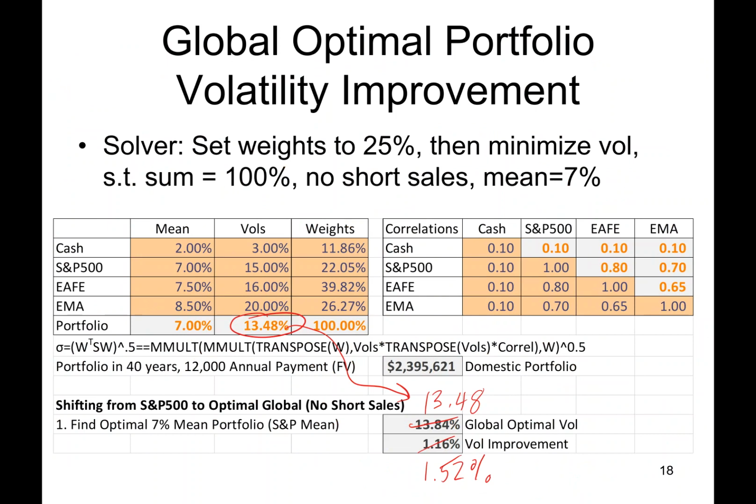All right, so let's talk about moving from a domestic portfolio to a globally optimal portfolio. We're going to do two. First of all, let's find the first global optimal portfolio. We're going to change these weights to find the best 7% return portfolio. And what I'm going to try to do is find a portfolio that has the same expected return as the S&P 500. And then we'll try to minimize vol, and let's try to see what that portfolio looks like.